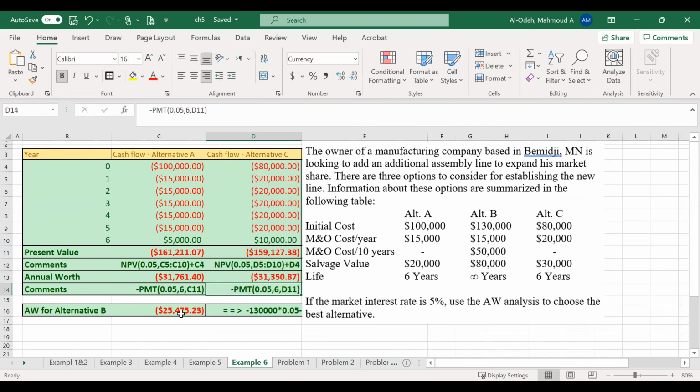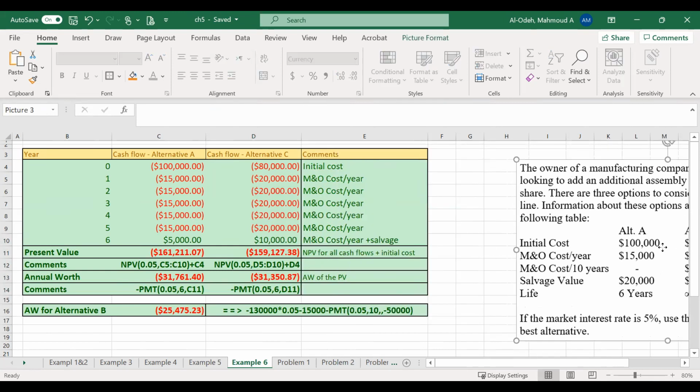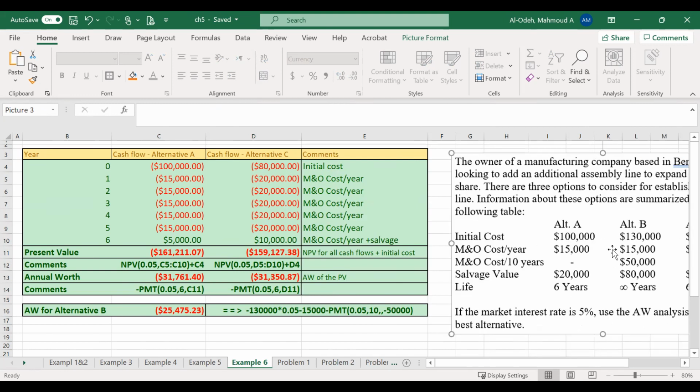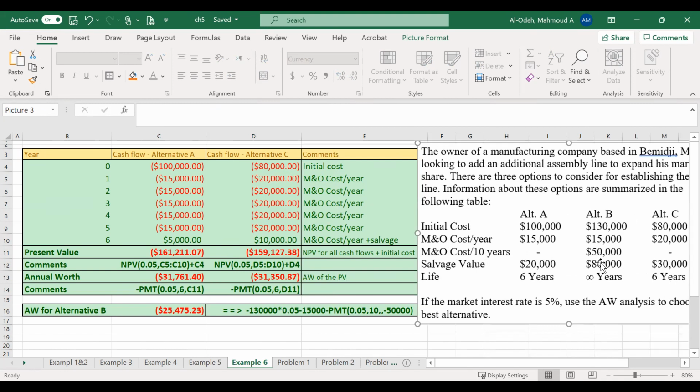And the last thing that we left to the end, which is the annual worth for alternative B. So as you see, for alternative B, we have the 130,000, 15,000, and 50,000, also the 80,000. However, the 80,000 is not used here because it's a salvage value, so you don't use it. You're not going to collect this money. This is going to happen forever. It's an unlimited life for this alternative.